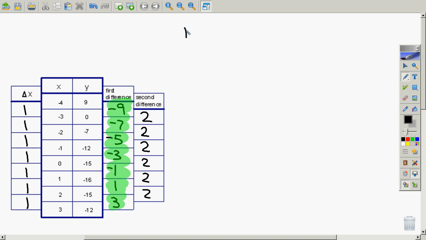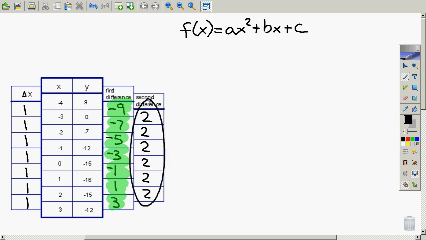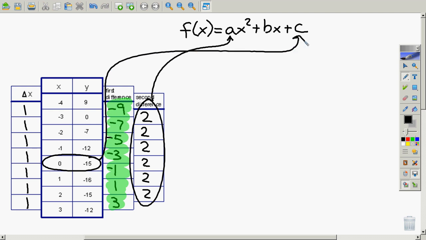And again, you know that a quadratic is f of x equals ax squared plus bx plus c. And because we've learned that the a is always half of the change in the change, we know what a is. We know that the c is always next to 0, so we know what the c is. So we can fill those two out and say that a is 1 because it's half of 2, and c is negative 15. So all we have to figure out is b. We don't know what that is yet.